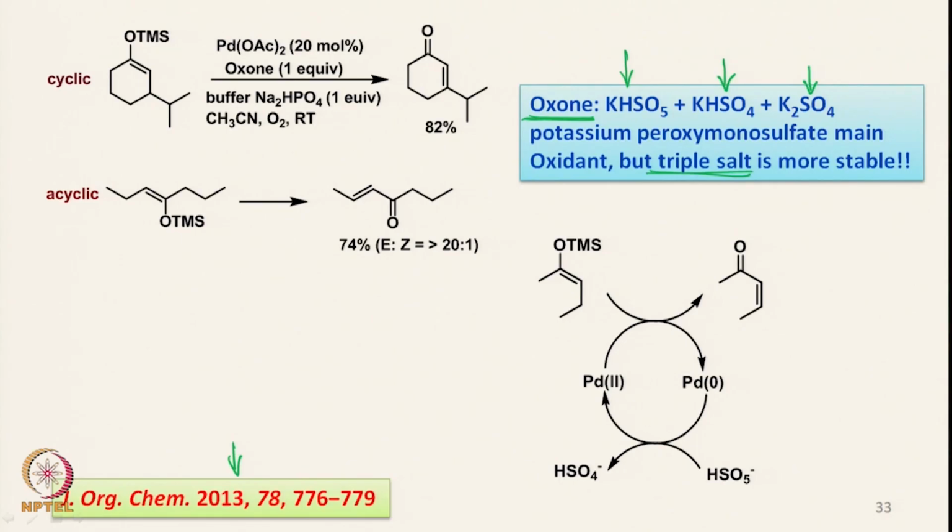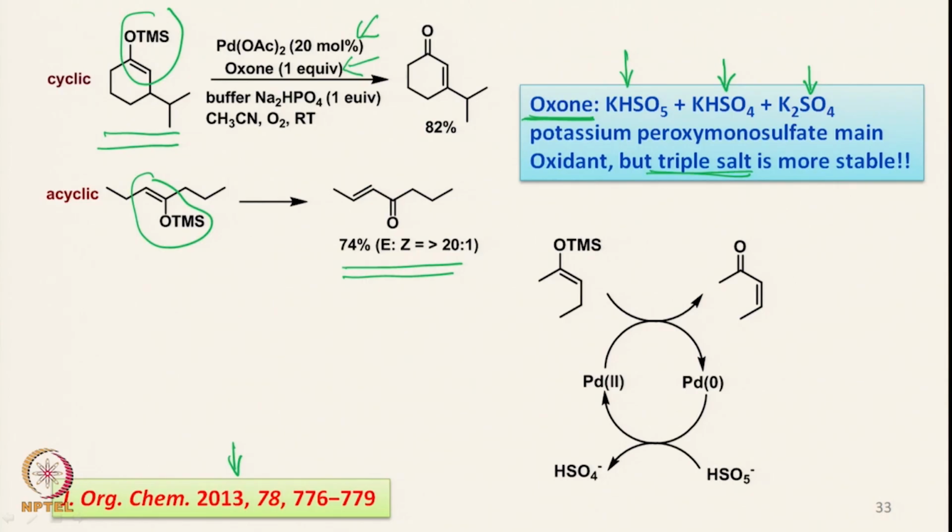Such combinations have been reported in 2013 to convert this enol silyl ether, for example of this kind, where only 20 mole percent of palladium acetate is used along with one equivalent of the oxone to form an enone from this enol silyl ether. This can also be done on acyclic systems and you can get the corresponding enone. So this is a very interesting and cheap method by which, instead of using benzoquinone, you can use oxone as a co-oxidant and carry out the reaction.